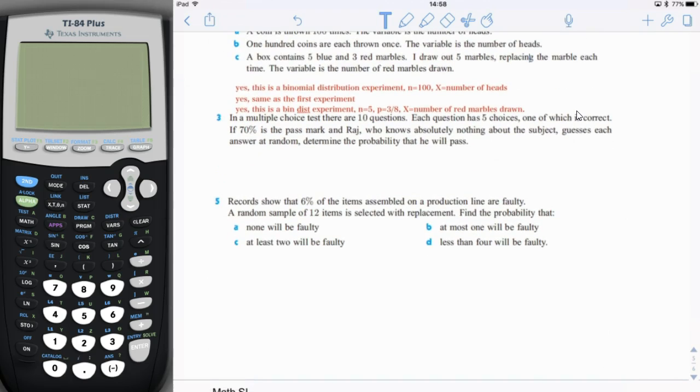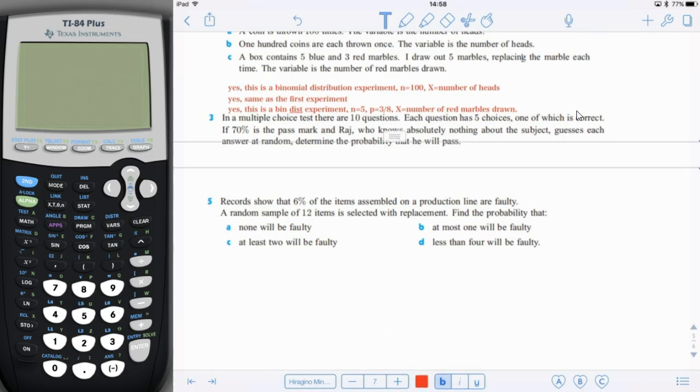In a multiple choice test, there are 10 questions. Each question has 5 choices, one of which is correct. If 70% is the pass mark, and Raj, who knows absolutely nothing about the subject, guesses each answer at random, determine the probability that he will pass. Now this is very similar to what we did in our investigation.